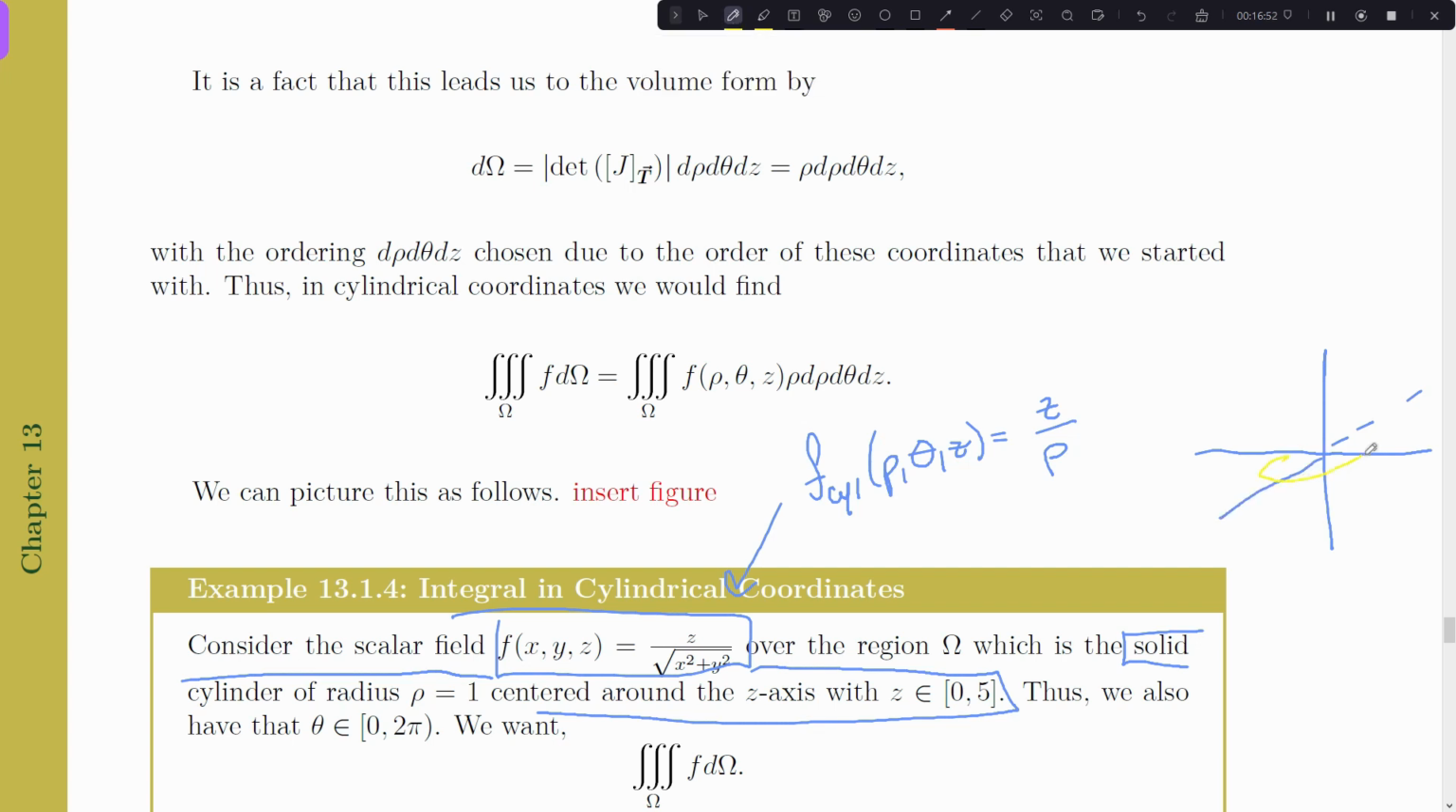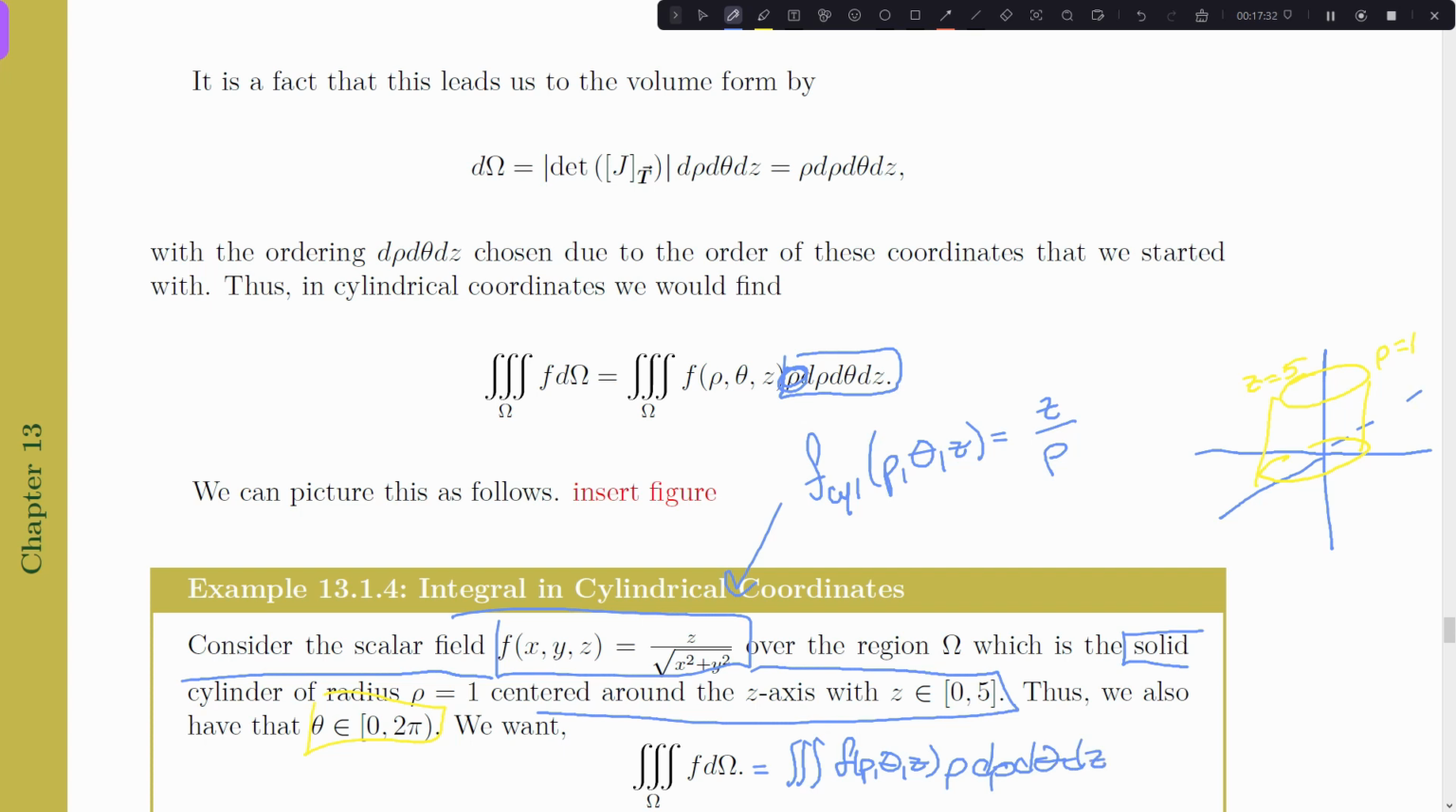So z starts at 0, z ends at 5, radius is 0 to 1, because rho equals 1, z equals 5. And it's very clear from that theta should go the full circle, which is 0 to 2 pi. Then we can set up our integral here in terms of rho, theta, so f of rho, theta, and z. Don't forget we're adding a rho in, rho d theta dz.